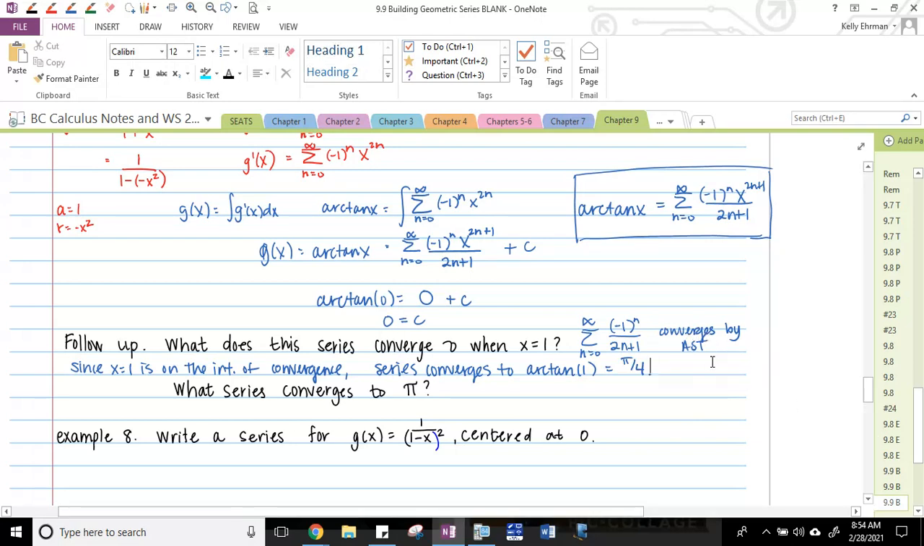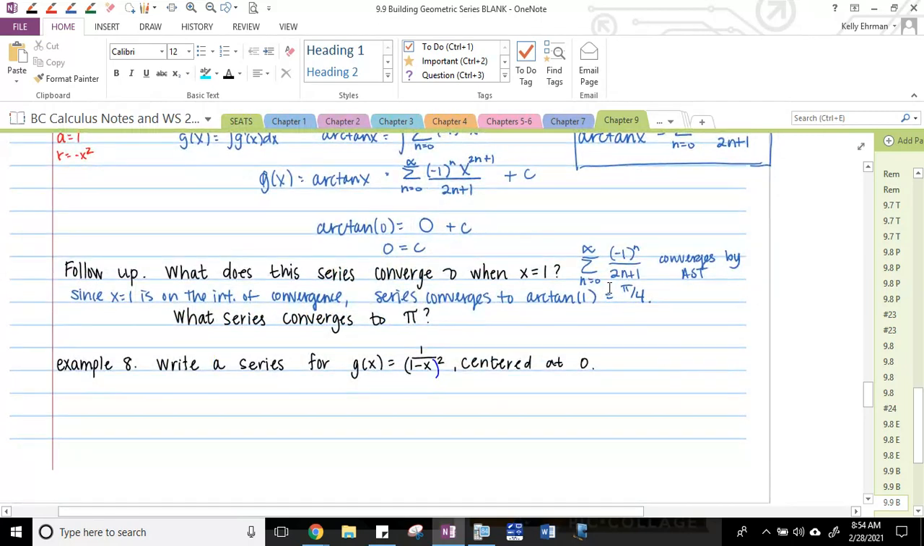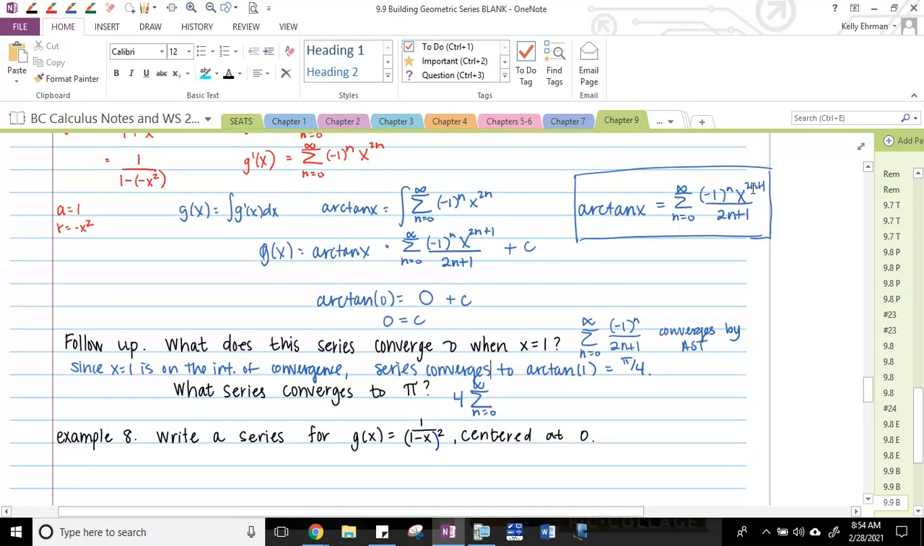What series converges to pi? Well, this series at 1 converges to pi over 4. So how can I make it converge to pi? Well, if I multiply the series by 4, 4 times the series from 0 to infinity of my arctangent value, negative 1 to the n, x to the 2n plus 1 over 2n plus 1, that should converge to pi. Because, again, I know that when I'm plugging in x equals 1, I get pi over 4, and then I multiply by 4, and I get pi.